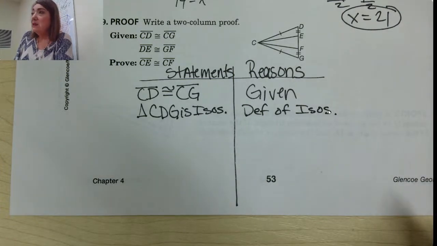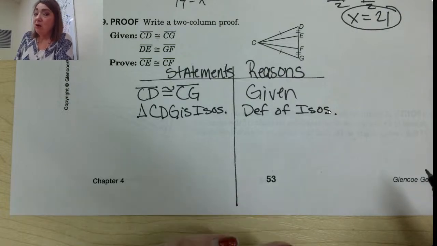Now, what does knowing that that triangle is isosceles also tell us? What else do we know? Which two angles are the same?